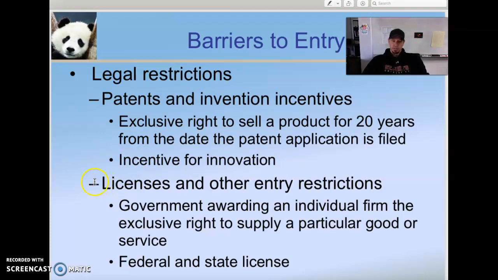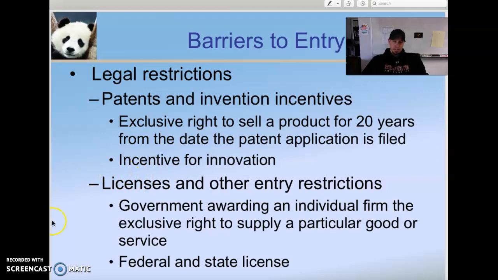Other ones are licenses and other restrictions. Something I can think of when it comes to licenses is that government allows certain individual firms the right to exclusively supply an area. You see this a lot with public utilities or cable companies. In Winthrop, if you're going to get cable TV, you have to get it from Mediacom. My brother lives in Rochester. He gets it from Comcast. The local governments give certain firms or a single firm the ability to provide all of the members of that society, that geographic area, with that particular good. And we'll explain why government does that.